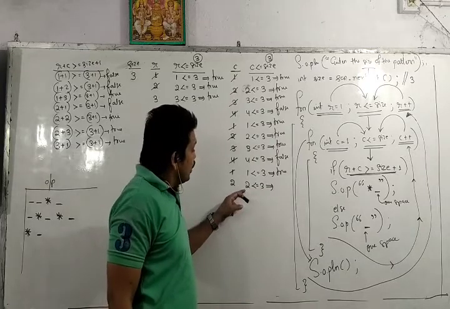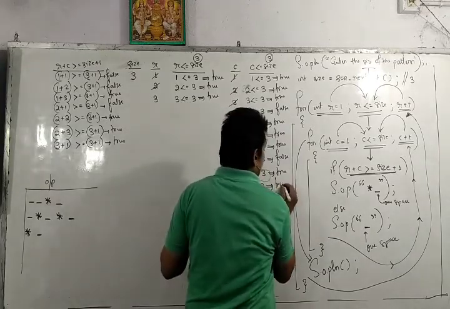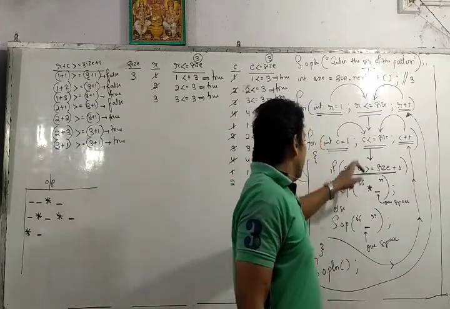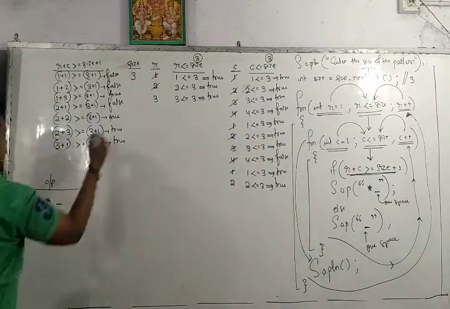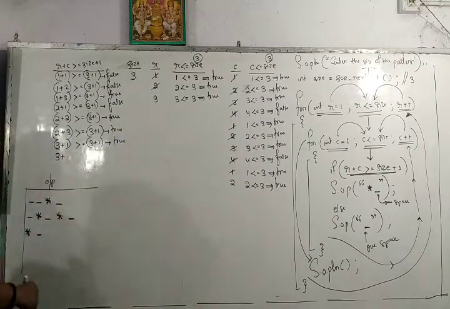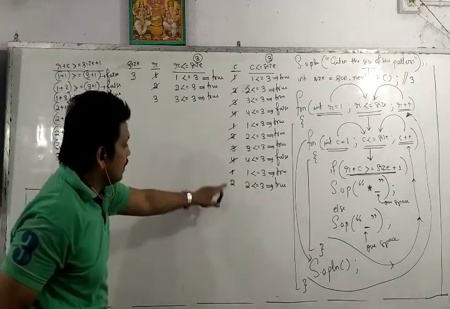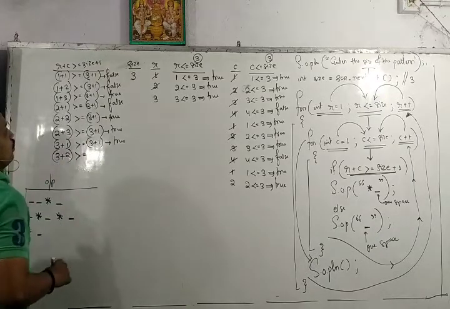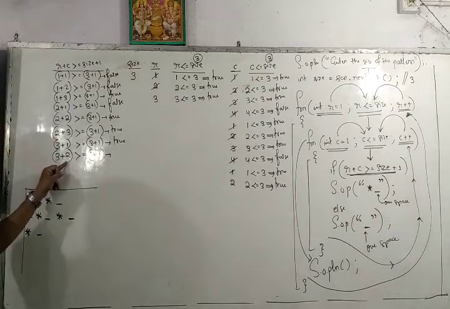2 is less than or equal to 3. Yes, it is true. If it is true, then the control goes within the body of the inner for loop and checks R plus C is greater than or equal to size plus 1. What is R? It is 3. R plus C, C means 2. So 3 plus 2 is greater than or equal to size plus 1. 3 plus 2 is 5.